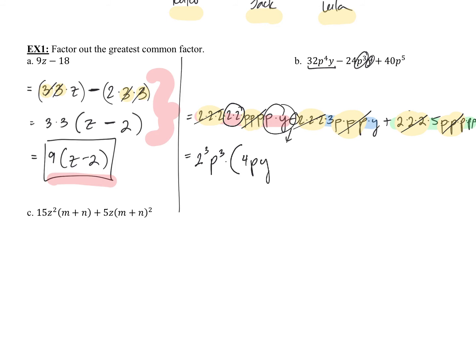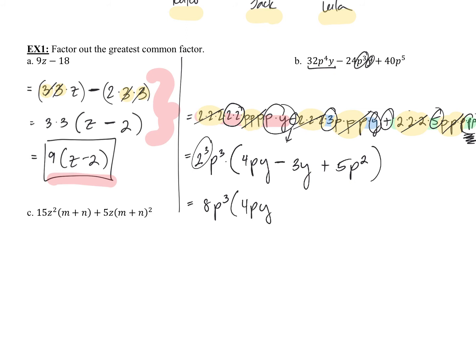Bring down the minus sign, minus. Then we have the 3y left. And then plus 5pp, or p squared, because there were 2 p's left. Okay, and there we go. We're done. We have pulled out the greatest common factor. Last thing we should do, actually, because I know what 2 cubed is, that's 8. So go ahead and rewrite that out. 4py minus 3y plus 5p squared.